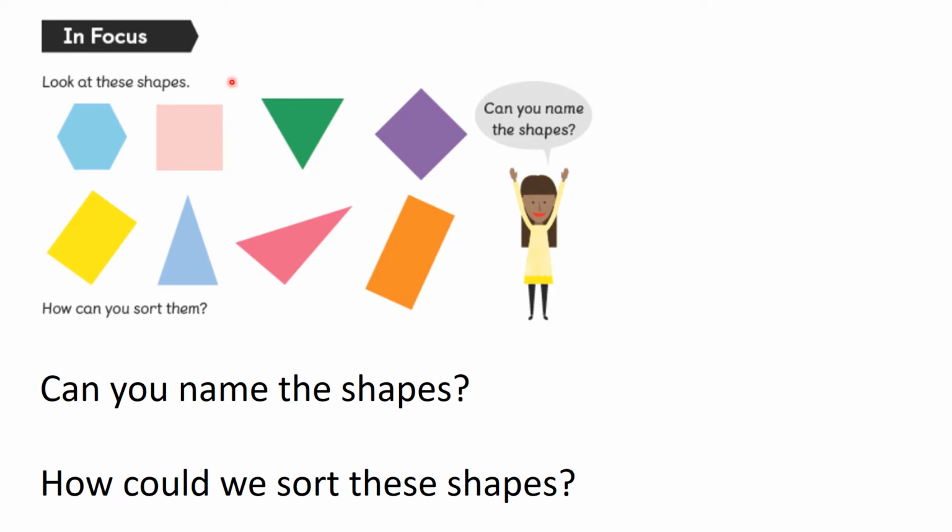Okay, so we've got a hexagon, a square, a triangle, a square, a rectangle, another triangle, and another rectangle. It's just a slightly longer rectangle than this one. How could we sort these shapes? So we've named them, and now I'd like us to think about sorting them. Now, to help you think about how we could sort them, think about our lessons earlier on in the week where we were counting the number of sides, the number of vertices that 2D shapes have. Bearing that in mind, how might we sort them? Pause the video and have a chat with your partner. And there's more than one way that we could sort them.